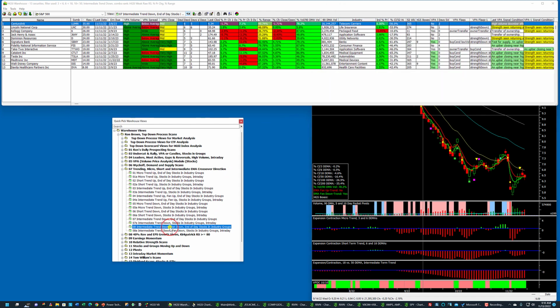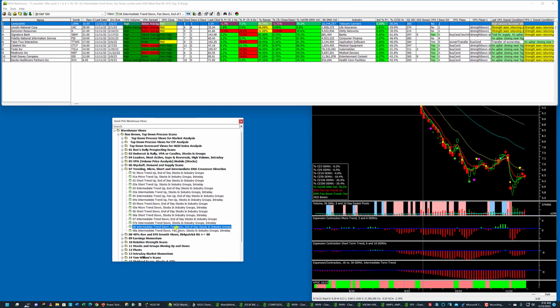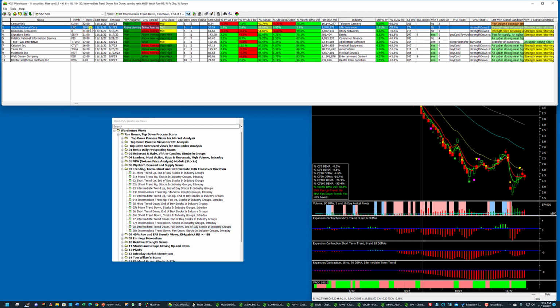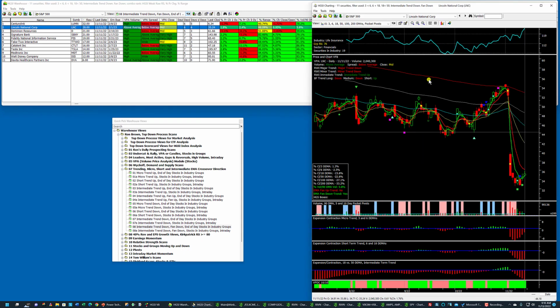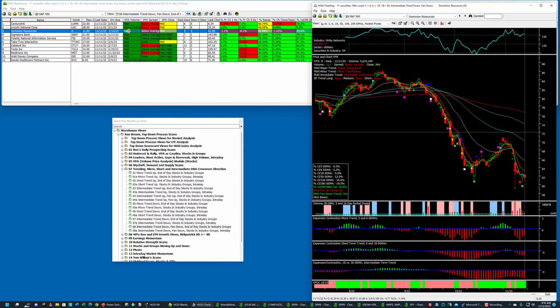And then finally, intermediate term trend down with the fan down also. CenturyLink's in there. Let's look at the next one. Well, that was a gap down. Let me see if I can find one that's a little smoother here.